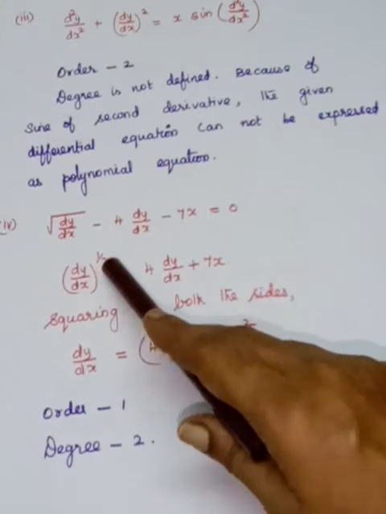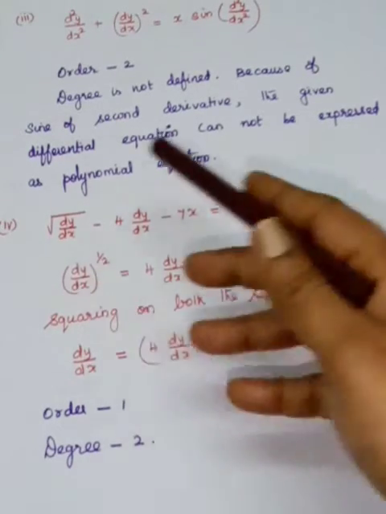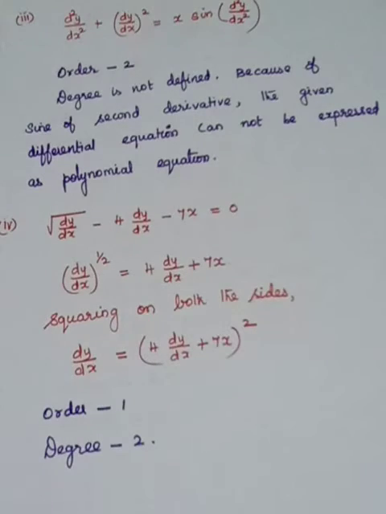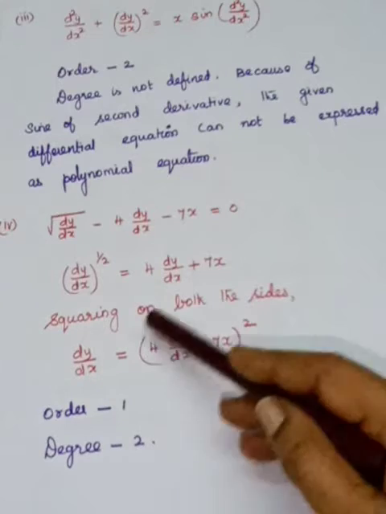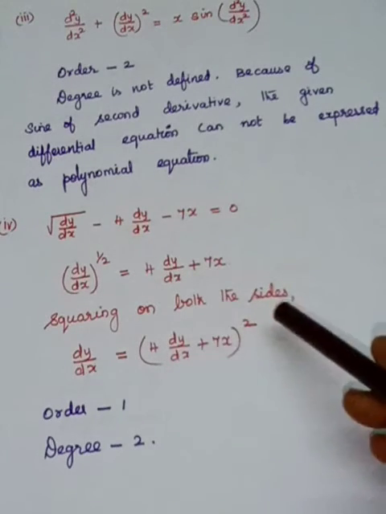So we have to remove the fraction, meaning the denominator should not be there. So here there is a half. When you square on both sides, automatically the square root will be removed. So here you will have dy by dx, this side the whole square, 4 dy by dx plus 7x the whole square.